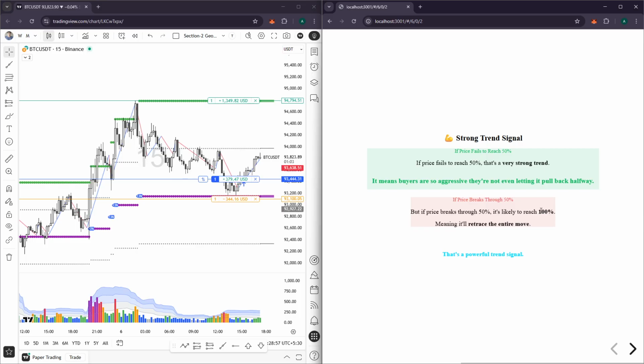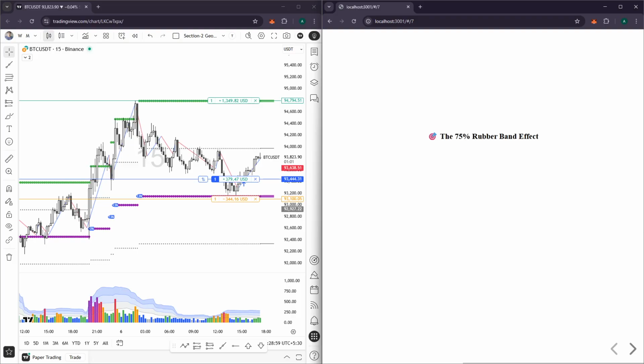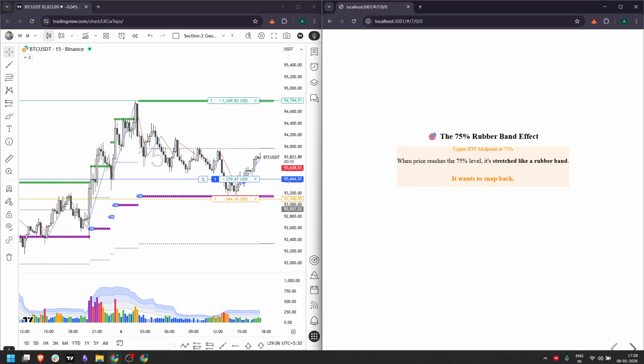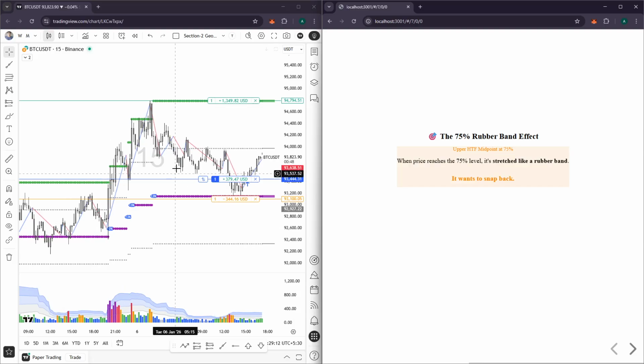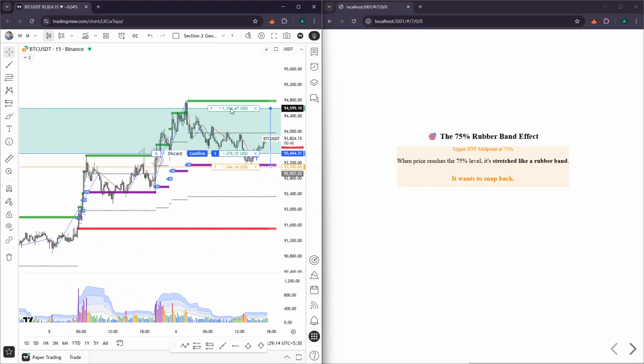That's a very powerful trend signal. So right now, the 75% rubber band effect that we talked about is the upper HTF midpoint at the 75% level. So when price reaches the 75% level, it's stretched like a rubber band and it wants to snap back.